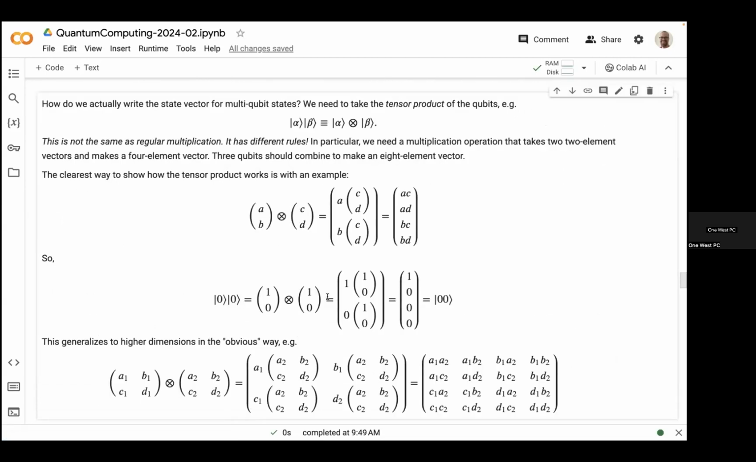Okay. So to write the state vector for multi-qubit systems, we need to know what a tensor product is, right? If I have my alpha beta ket vectors written like this, what this really means is that I've tensored together these two guys.